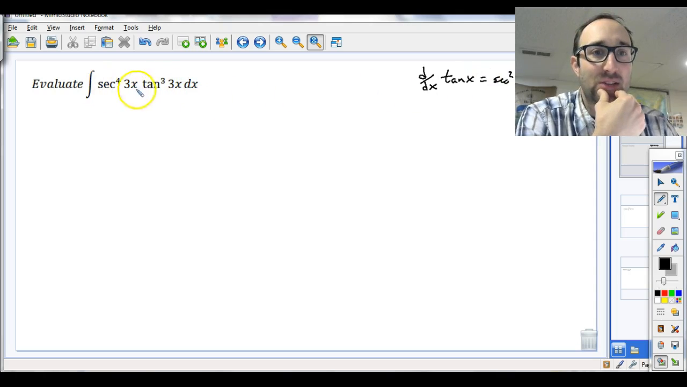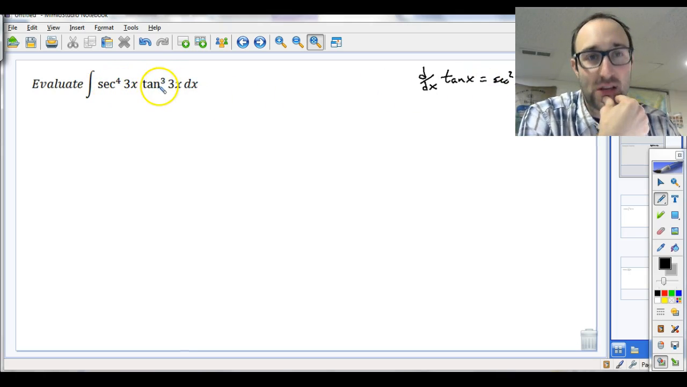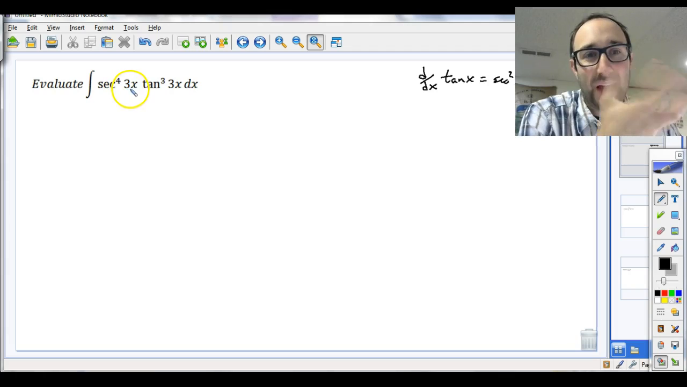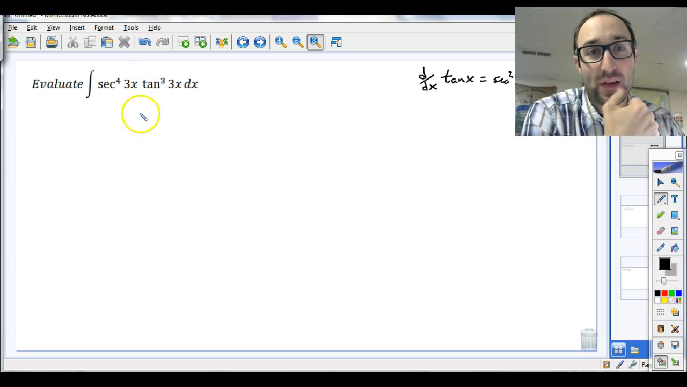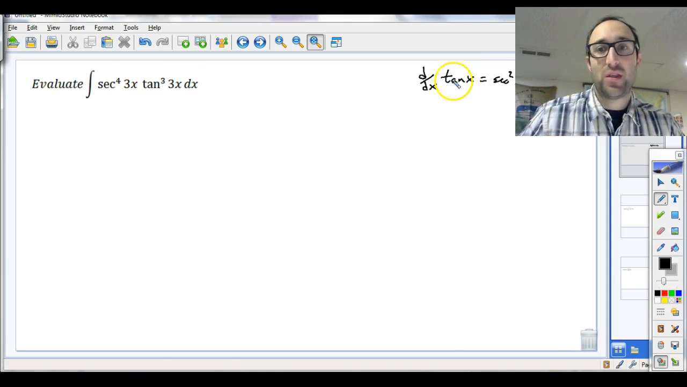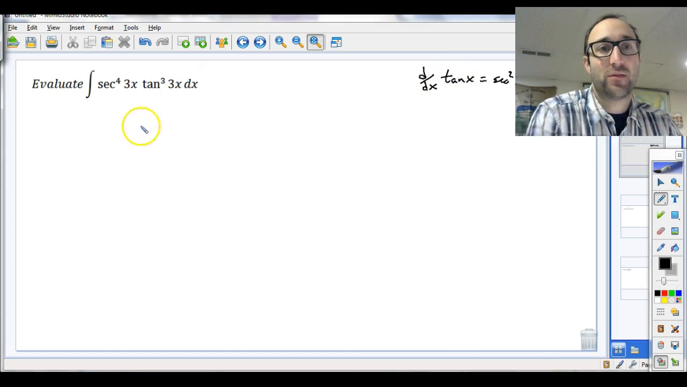If I have secant tangent, then I'm going to take both of these down a power. I'm going to have tangent squared, secant to the third. I don't know if that's going to work great. It might work out, but I've got a different way to do it. I'm going to try to have everything in terms of tangent.